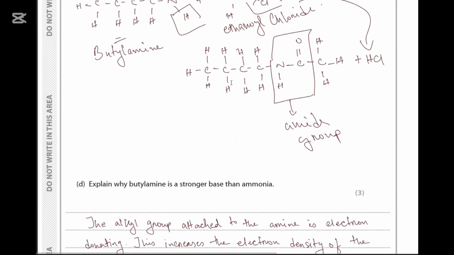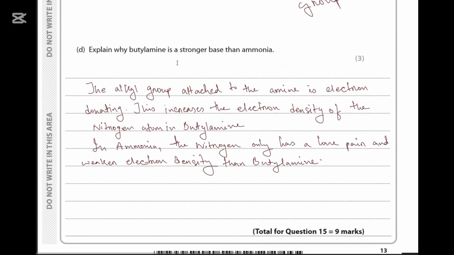Simple reaction, we all know this. Explain why butylamine is a stronger base than ammonia. As I've said, the alkyl group attached to the amine is electron donating, so it donates electron density to the nitrogen, which increases the electron density of the nitrogen atom in butylamine.